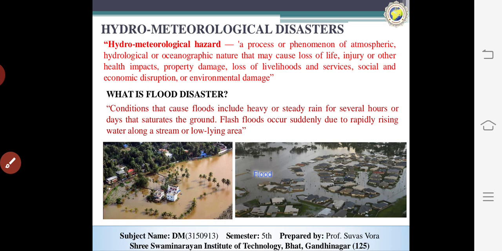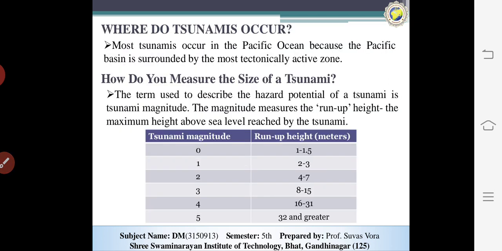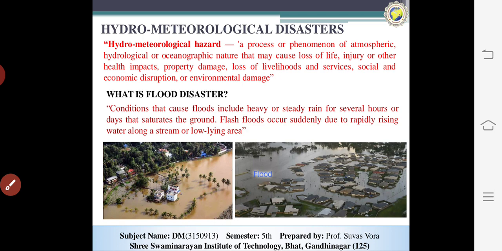So this one is the basic effect and the causes of the tsunami. Now the next topic of today's is hydrometeorological disasters, starting with floods. In the previous topic, we saw the last topic of the geological disasters. Now the next topic is hydrometeorological disasters.